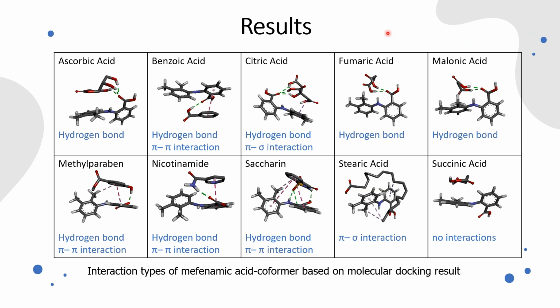And for the first result, according to the molecular docking result, it is observed that the majority of the compounds were able to generate hydrogen bonding interaction with mefenamic acid, except for stearic acid and succinic acid. It is also worth noting that in conventional synthesis, the presence of hydrogen bond reflects the stability of a cocrystal due to complementary pairing of hydrogen bond donor and acceptor moieties. Thus, it is more favorable for a cocrystal structure to have such interaction.